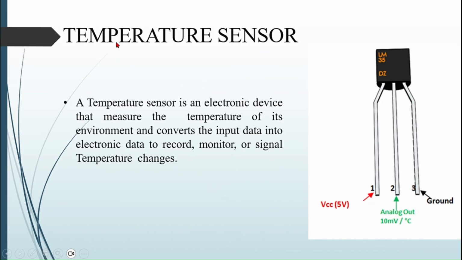Next is the temperature sensor. This is an LM35 temperature sensor as shown in this schematic diagram. It is an electronic device that measures the temperature of the environment and converts it into electrical data to record, monitor, or signal a change.